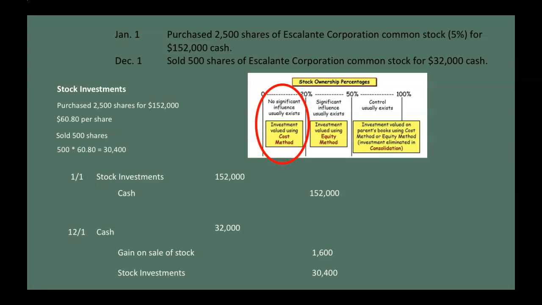So since we received more cash than what we had as the cost of these 500 shares, that's what tells us that it's going to be a gain. If we had received $25,000, right, anything less than the $30,400, then we would have had a loss on the sale of our stock investments. And again, losses would go over on the debit side.